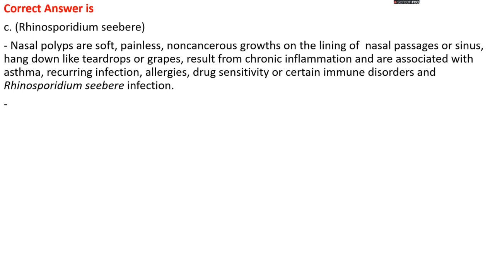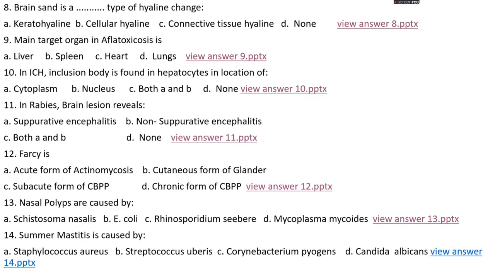Nasal polyps are a soft, painless, non-cancerous growth on the lining of the nasal passage or sinus, hanging down like a teardrop or grapes. They mainly result from chronic inflammation and are associated with asthma, recurring infections, allergy, drug sensitivity, or certain immune disorders, and Rhinosporidium severe infections.